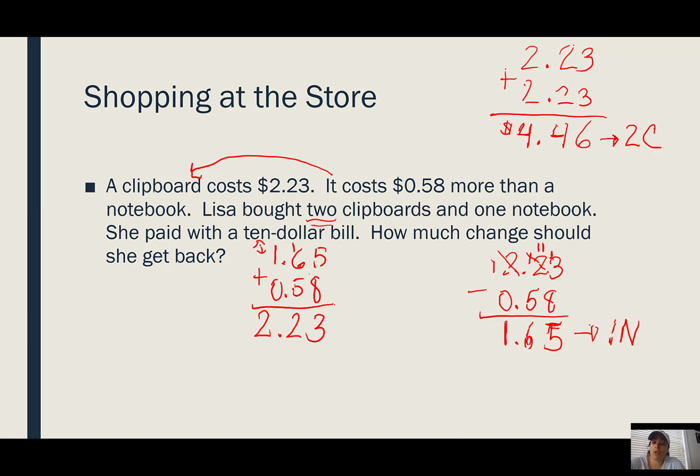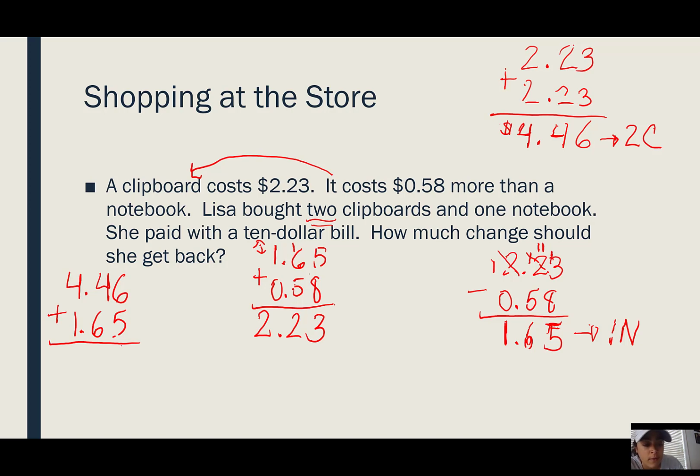So Lisa bought 2 clipboards, that's the price up there, and 1 notebook. So 2 clipboards cost $4.46. 1 notebook costs $1.65. So now we need a total of how much money she spent. So let's add that up. $4.46 plus $1.65.